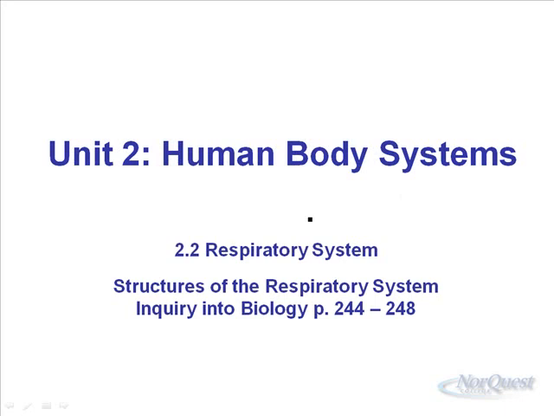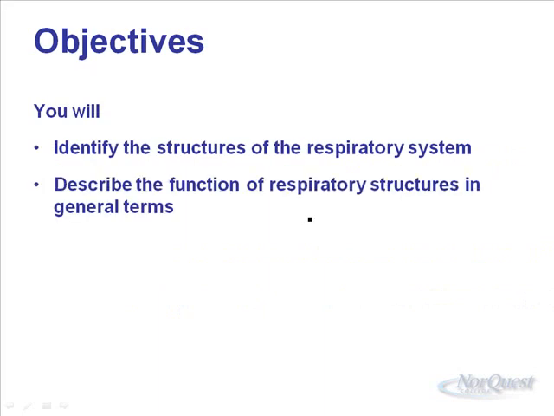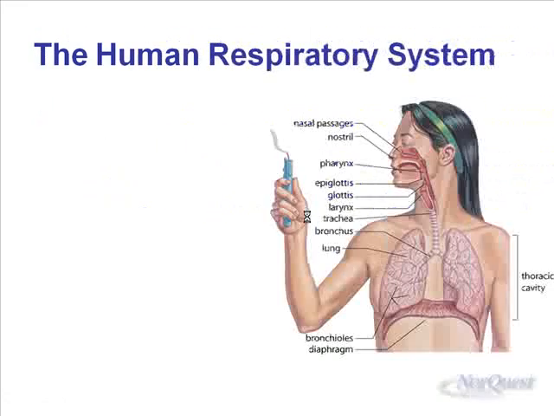In your textbook, it's pages 244 to 248. Short reading and the objectives for this lecture. By the end, you'll be able to identify the structures of the respiratory system, and you'll be able to describe the function of the respiratory system in general terms. The nice part about the respiratory system is, compared to the digestive system, there aren't that many parts to name.